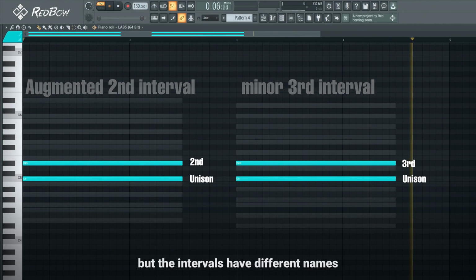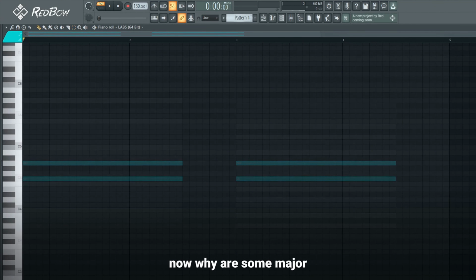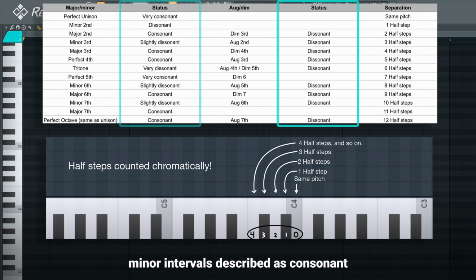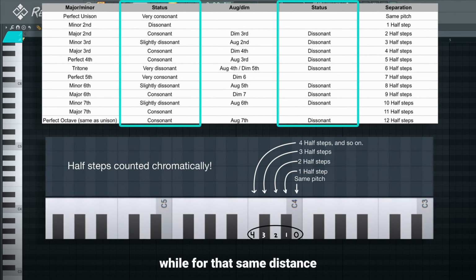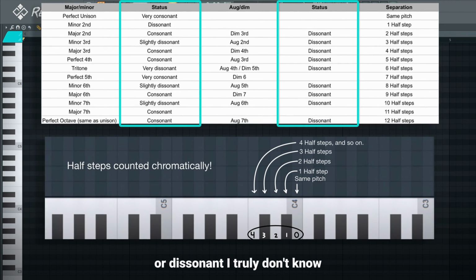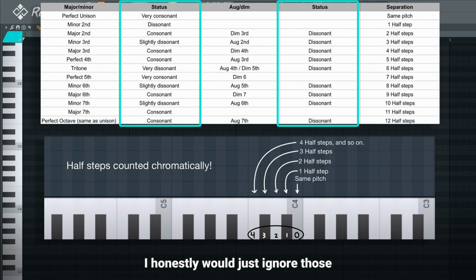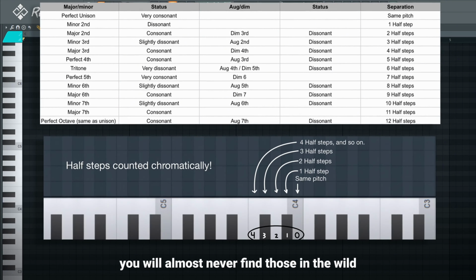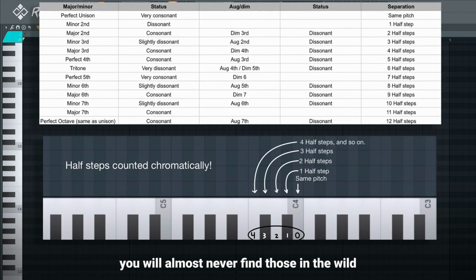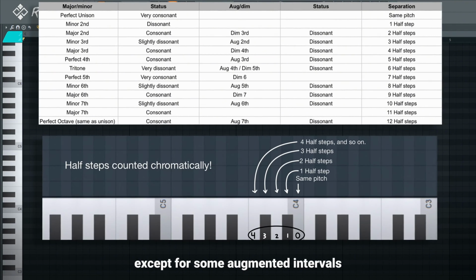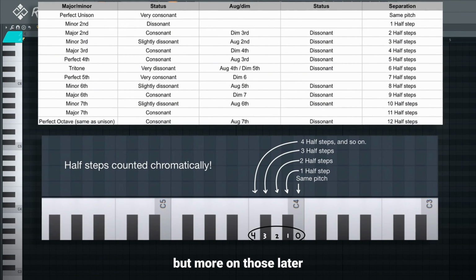Both are the same note, but the intervals have different names. Now, why are some major-minor intervals described as consonant, while for that same distance the augmented diminished counterparts are dissonant? I truly don't know. I honestly would just ignore those because chances are you will almost never find those in the wild, except for some augmented intervals. Those are present in harmonic minor scales, but more on those later.